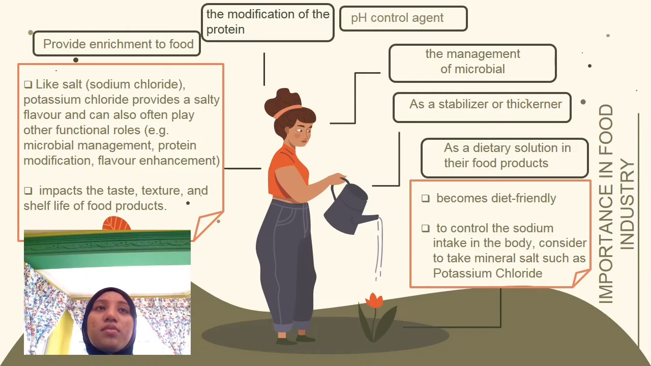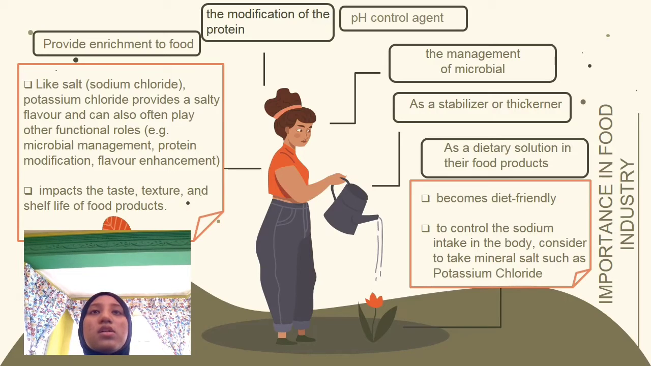Other than that, potassium chloride can provide enrichment to food, which provides many benefits to our body health. Like salt, sodium chloride, potassium chloride also provides a salty flavor and can often play other functional roles, for example, microbial management, protein modification, and flavor enhancement. Second, it can also impact the taste, texture, and shelf life of food products.